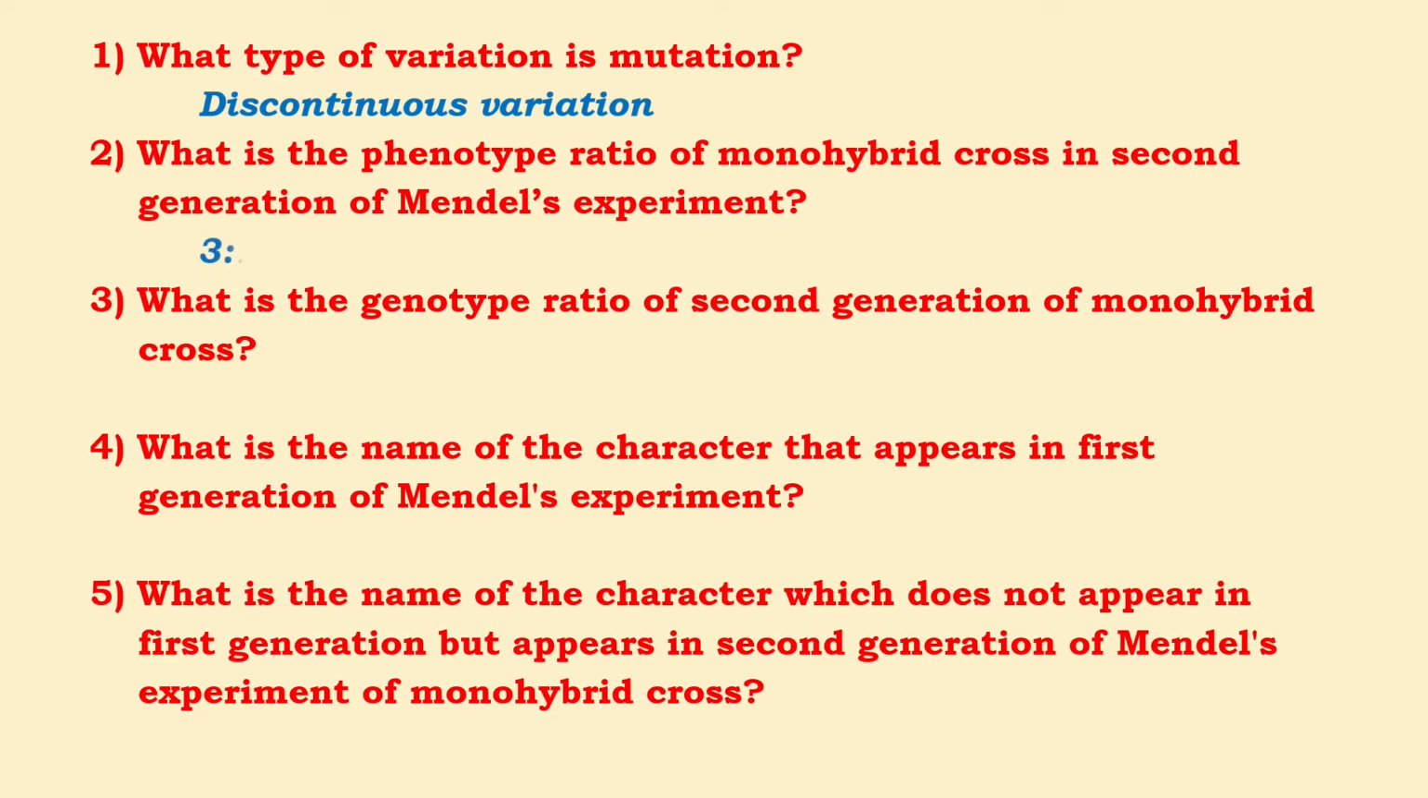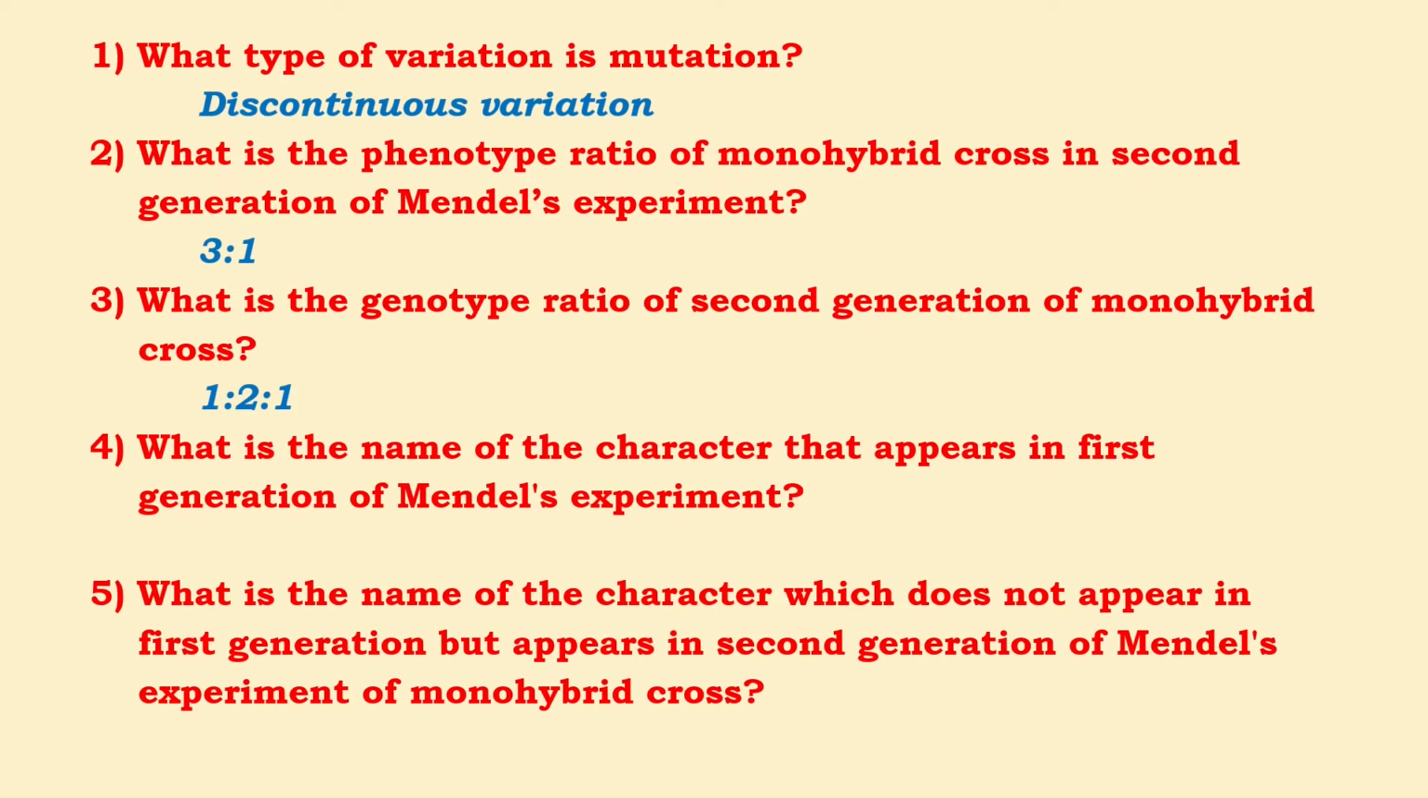This is very simple, 3:1. Three parts are the dominant character and one part is the recessive character in the second generation. What is the genotype ratio of the second generation of monohybrid cross? It is 1:2:1. If it is the cross between tall and dwarf pea plant, then pure tall 1, hybrid tall 2, and pure dwarf is 1. 1:2:1.